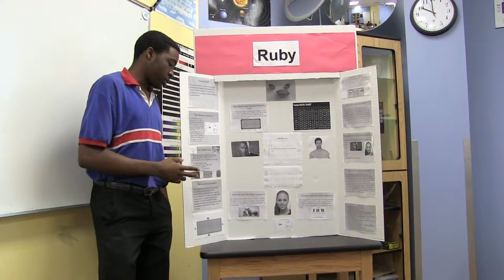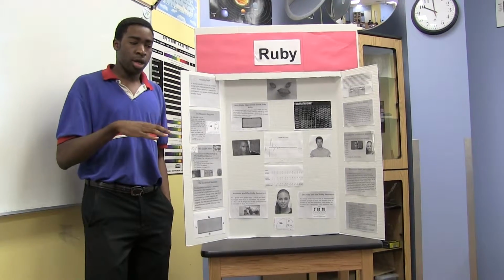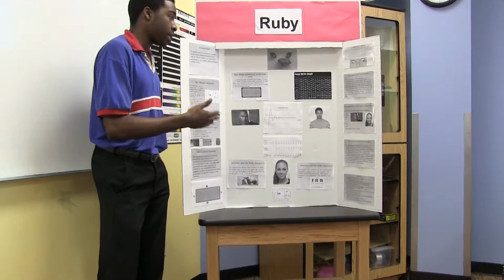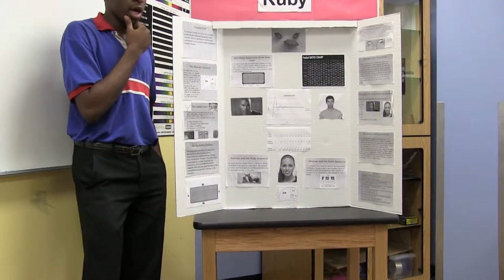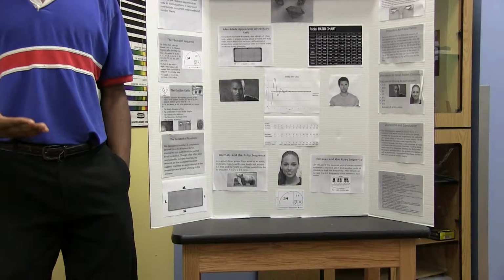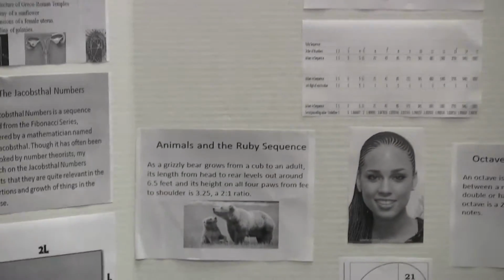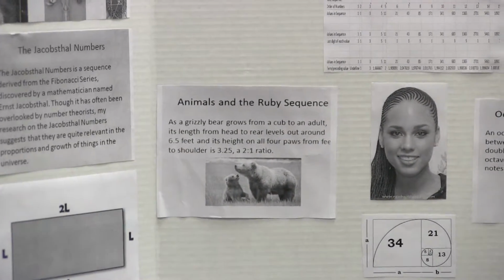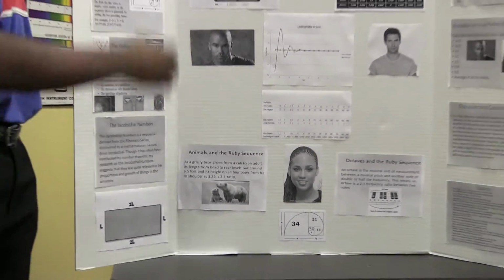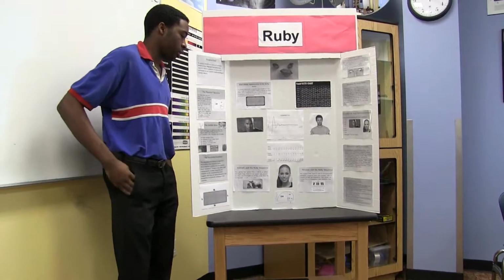When you have grizzly bears, they start off as little cubs, but then as they grow, their proportions begin to match that of the Ruby ratio, in that their length usually levels off at about 6.5 feet, and their height from their paws to their shoulder is usually around 3.25 feet. And that's a 2-to-1 ratio right there, which is proved by the sequence I presented to you today.